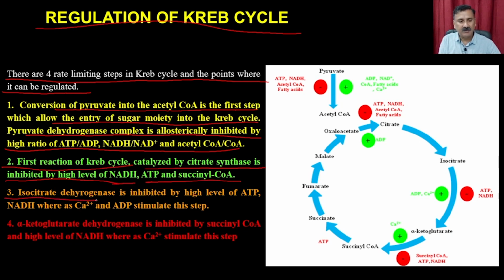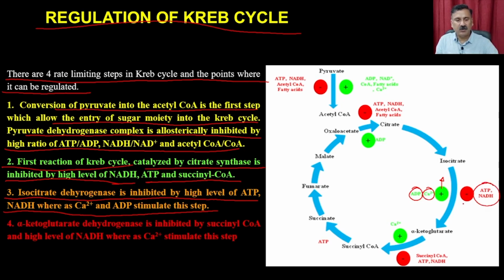Then the third is isocitrate dehydrogenase. It is inhibited by the high level of ATP and NADH, whereas calcium and ADP stimulate this process. So if ADP or calcium is present, it is going to enhance the activity of this particular enzyme. But if ATP or NADH is present, they are going to inhibit the activity of this enzyme. Then the fourth step is alpha ketoglutarate dehydrogenase, and that is inhibited by succinyl CoA and a high level of NADH, whereas calcium stimulates this particular process.